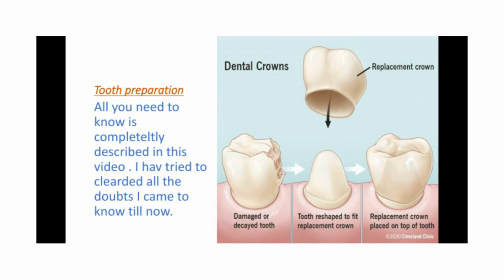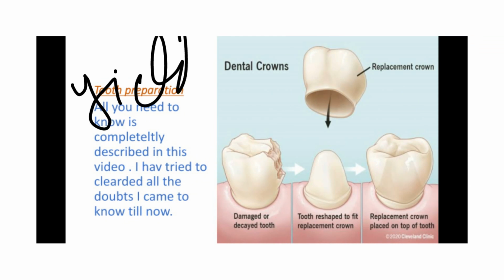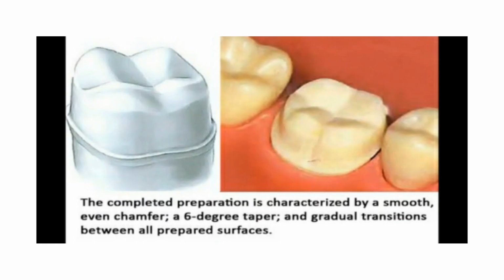Today we will be focusing only on the high yielding facts we need to know. So tooth preparation is the reduction of the coronal portion of the tooth so that we have a space over which we can place our crown. Plus we have to maintain our morphology and anatomy while preparing the tooth.